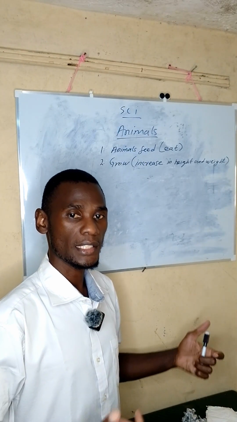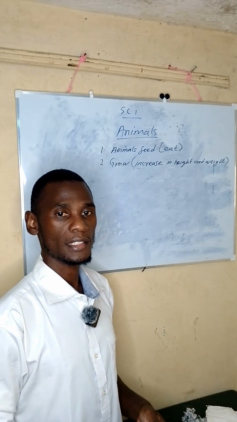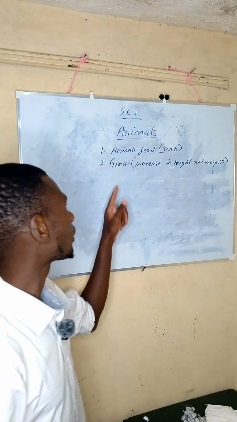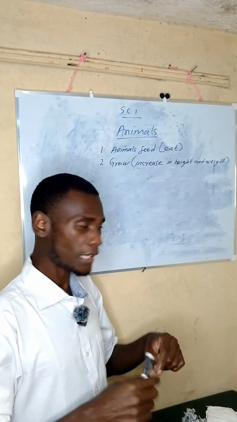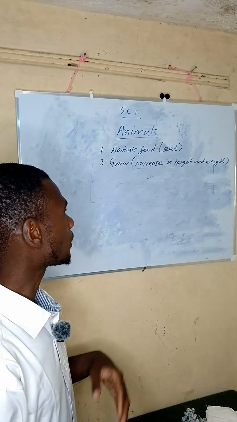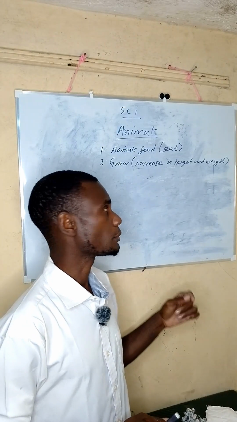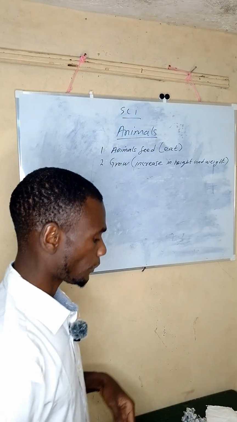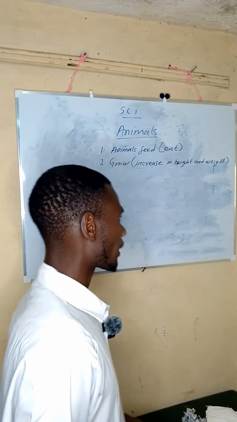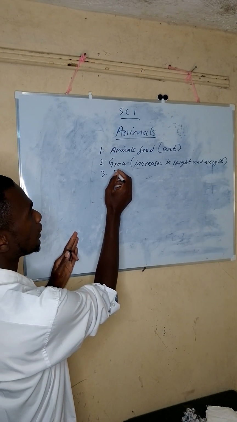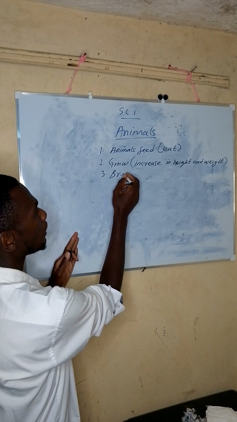So it is increasing in size, it is increasing in weight, it is increasing in height. So that is what we call growth. So that is for all animals. All animals grow. So when we talk about growth, we talk about increase in both size, weight, and height. That is the second characteristics. The third characteristics of animals is that all animals breathe.